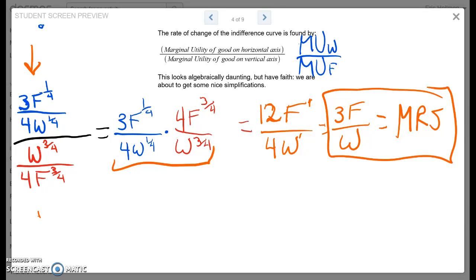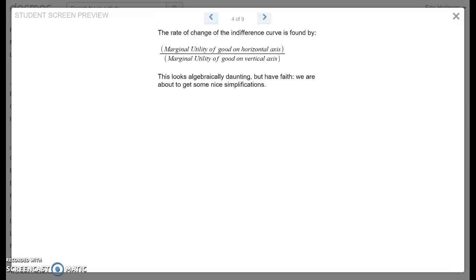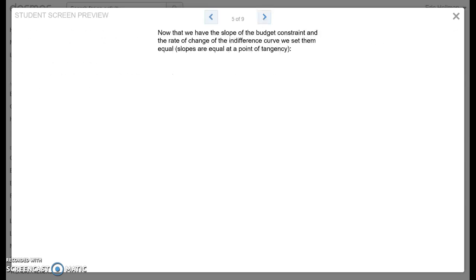So now we have figured out the marginal rate of substitution, which was step 2 of the process of finding the optimum bundle. Okay, so let's move on to the next slide. We're going to want to set those equal and set the slope of the budget constraint equal to the marginal rate of substitution. Okay. Oh Lord, I need to pause and go back and remember what the slope of the budget constraint was. Oh, it was negative 2/3, I think.